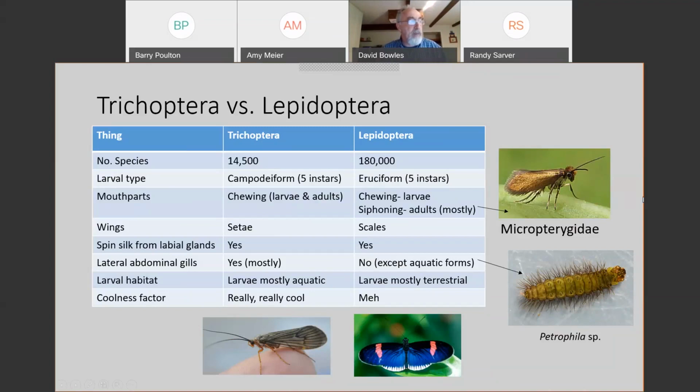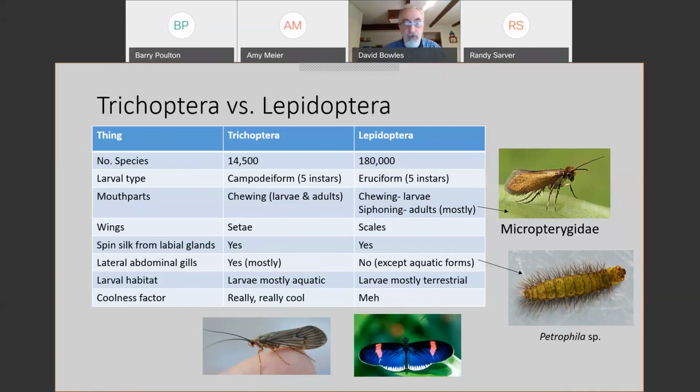The mouth parts in Trichoptera are chewing, both larvae and adults. They are chewing in Lepidoptera larvae, but for the most part, Lepidoptera adults have siphoning mouth parts. Think of the famous coil you see under the mouth of a butterfly. That's for the most part. There are some Lepidopterans that have chewing mouth parts, and most notably is a family of micro moths called the Micropterigidae.